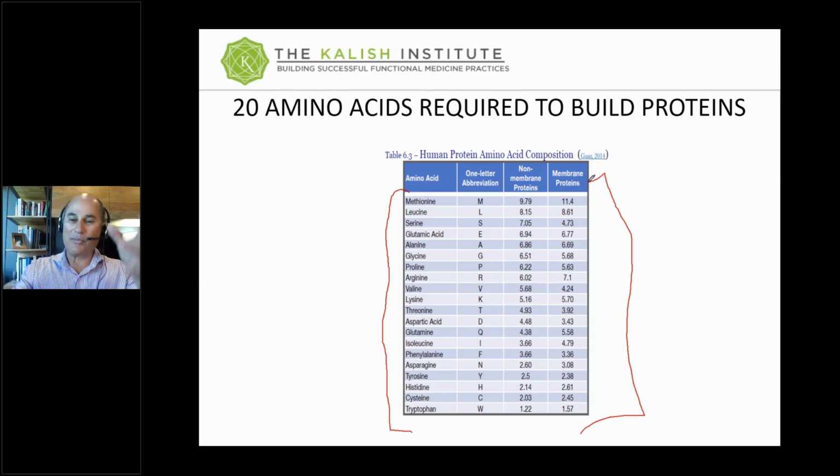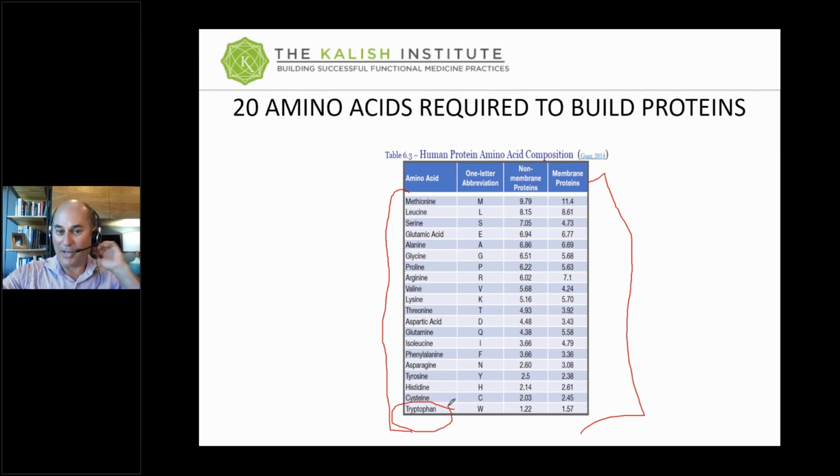So why are all these proteins so different? It's because your DNA sequences them differently, puts them in a different order. But it's not different amino acids. It's the same ones over and over. And the one that's the most vulnerable is tryptophan.